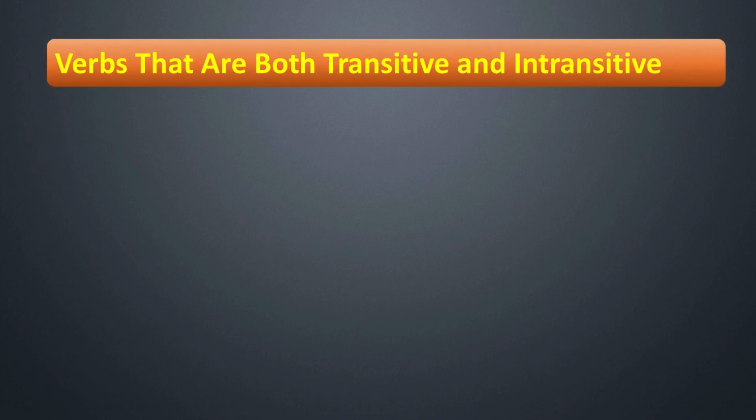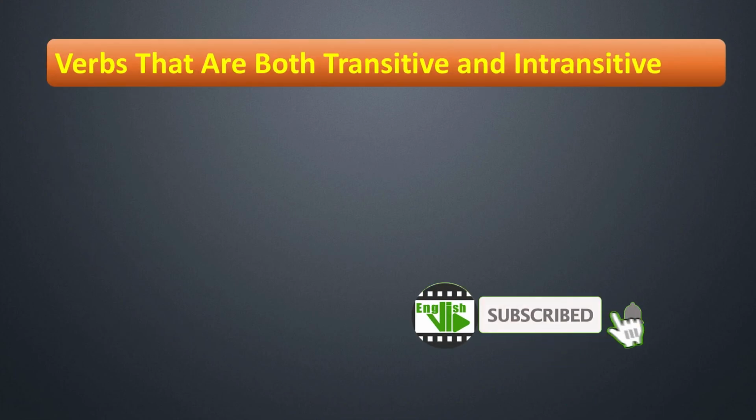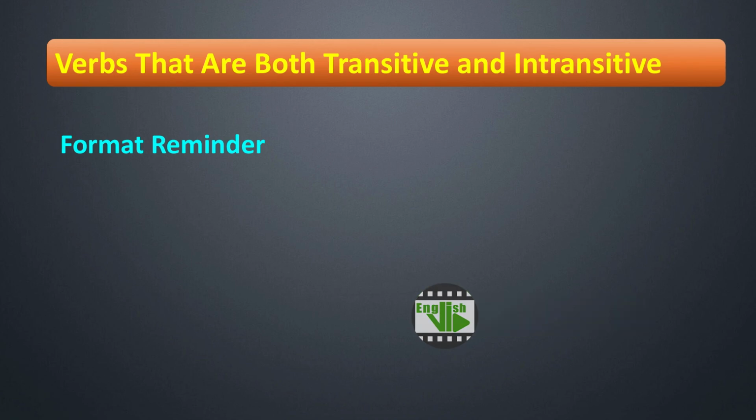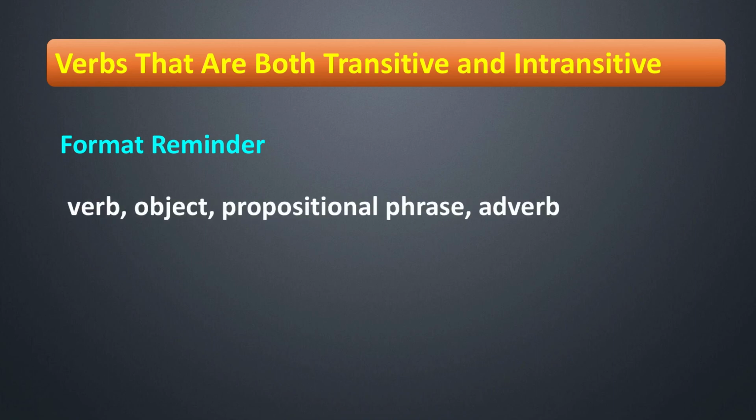Now let's speak about verbs that are both transitive and intransitive. My dear friends, some verbs can be both transitive and intransitive depending on the situation. In some instances, such a verb may require an object, while in others, it doesn't require an object. So, there is a format reminder: the verb, object, prepositional phrase, and adverb.